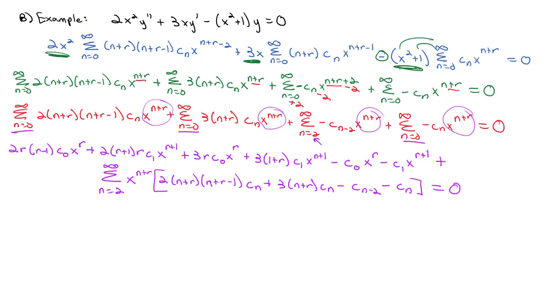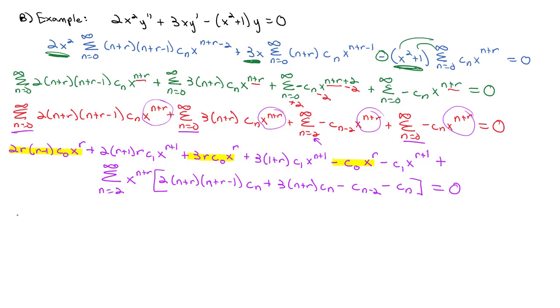We're going to focus our attention first on the constants that we pulled out. We'll look at each one separately. First, we're going to look at the x to the r's. We've got an x to the r here, here, and here. Notice they all have an x to the r c sub 0 on them.